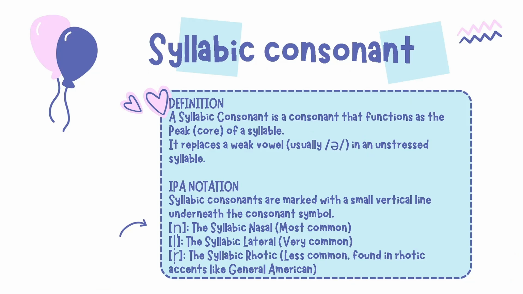Syllabic consonant. A syllabic consonant is a consonant that functions as the peak of a syllable. It replaces a weak vowel, usually schwa, in an unstressed syllable. Syllabic consonants are marked with a small vertical line underneath the consonant symbol, like n with a small vertical line underneath for the syllabic nasal, l with a small vertical line underneath for the syllabic lateral, and r with a small vertical line underneath for the syllabic rhotic.